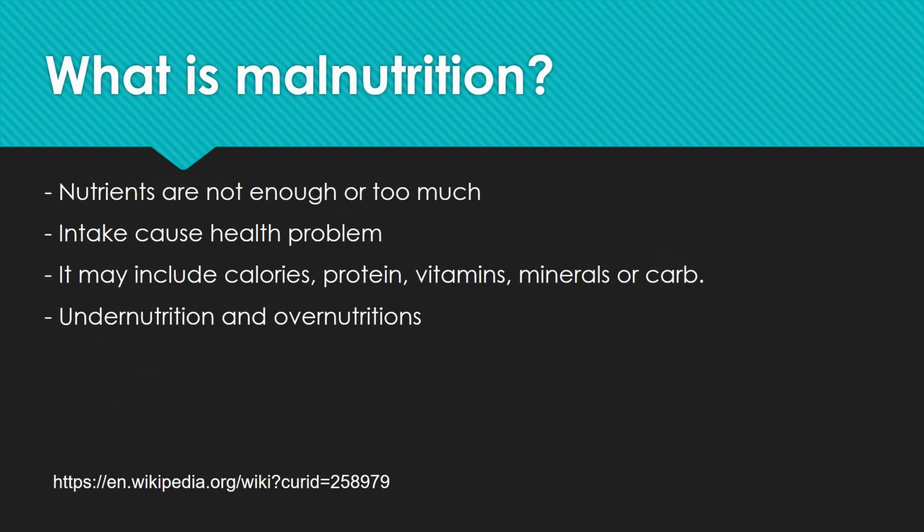What is malnutrition? Malnutrition is a condition that results from eating a diet in which nutrients are either not enough or are too much such that the diet causes health problems. It may involve calories, protein, carbohydrates, vitamins or minerals. Not enough nutrients is called undernutrition, while too much is called overnutrition.